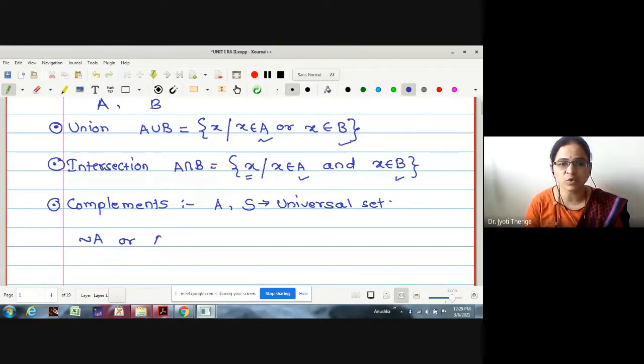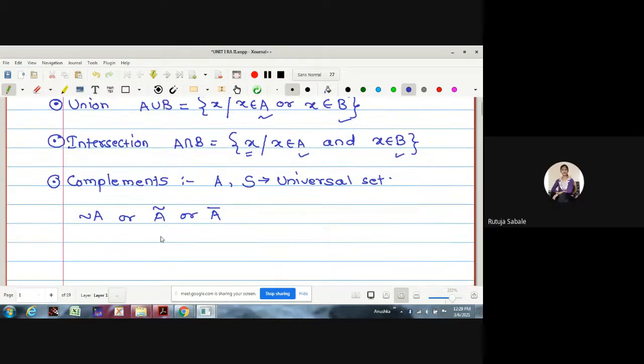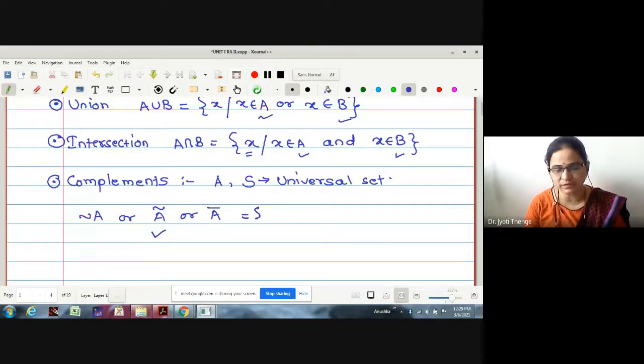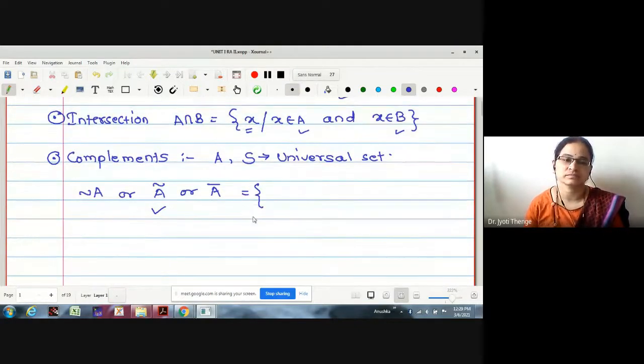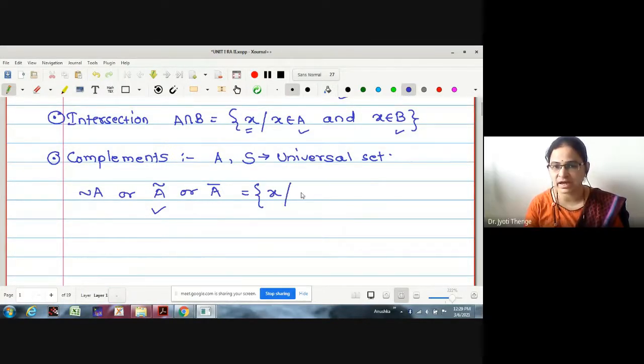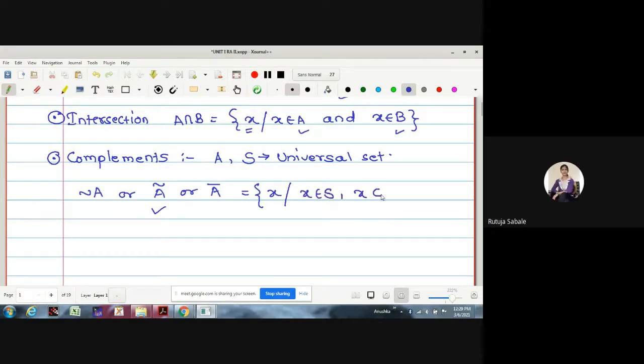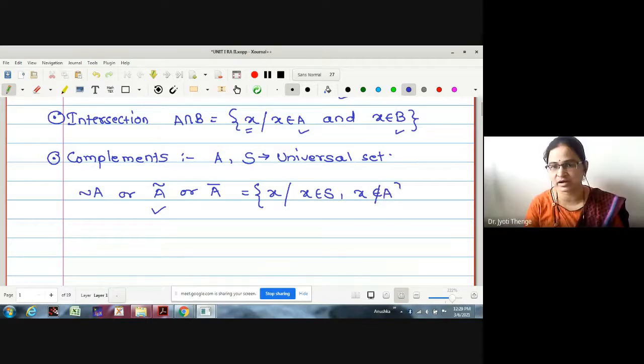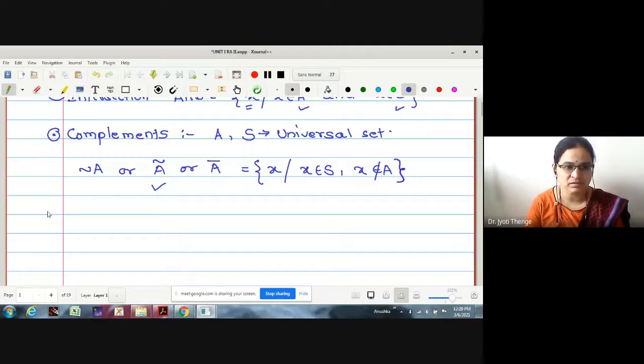Or in some books it is A tilde, or in some books it is A bar. We will follow this middle one. How can you define this? The set of x such that x belongs to S and x does not belong to A. That is, x is not in A.